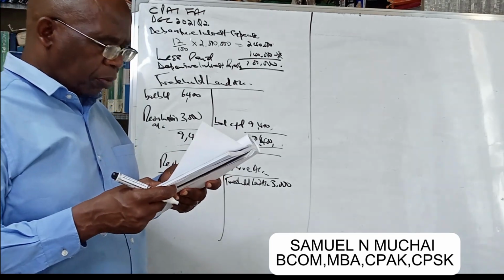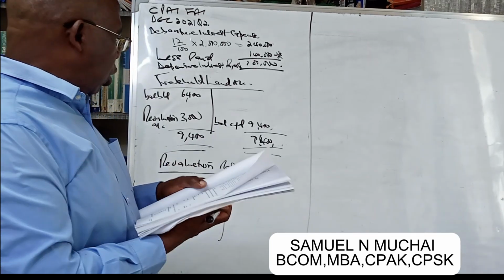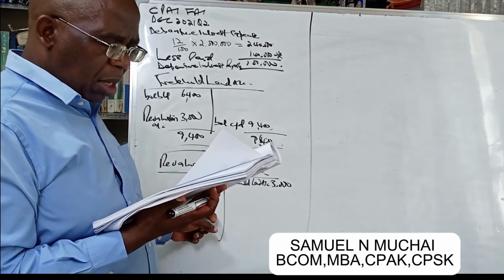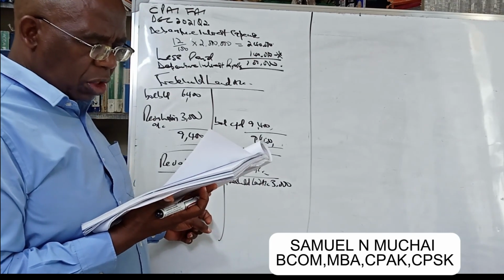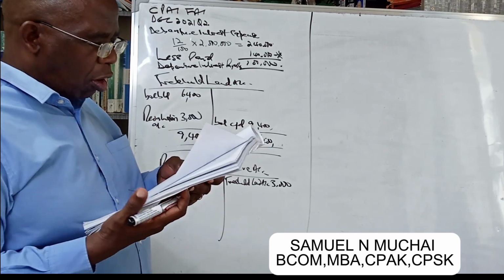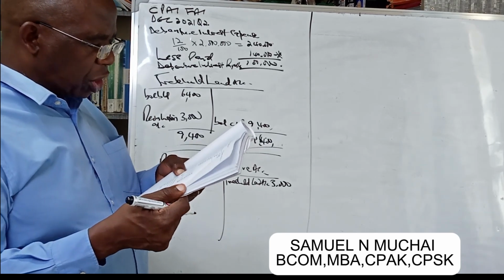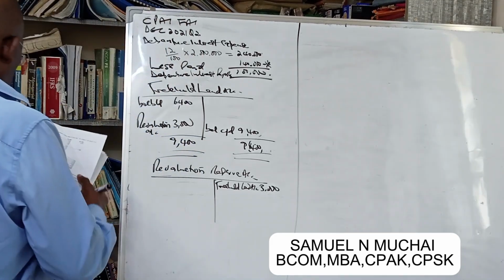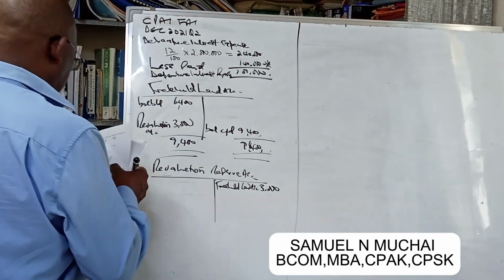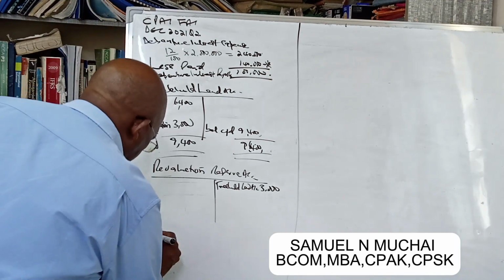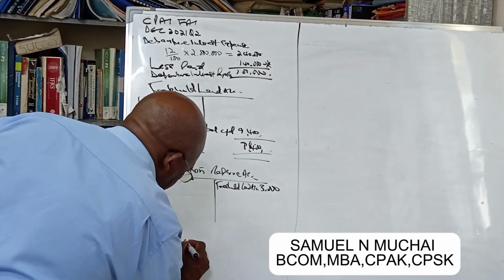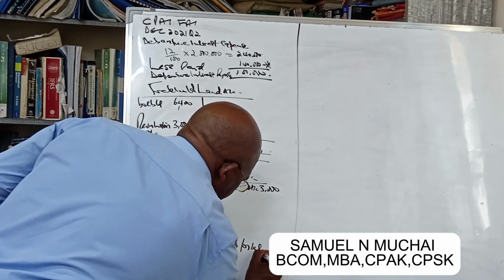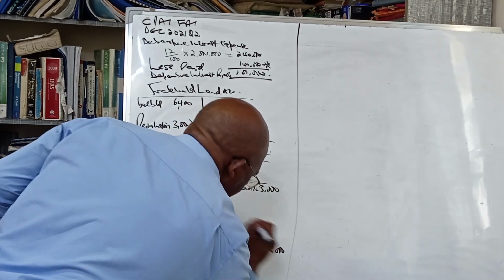Then we are told part of the revaluation reserve amount was used for a rights issue of 1 for every 4 shares held. So we look at our ordinary share capital, which is 8,000.